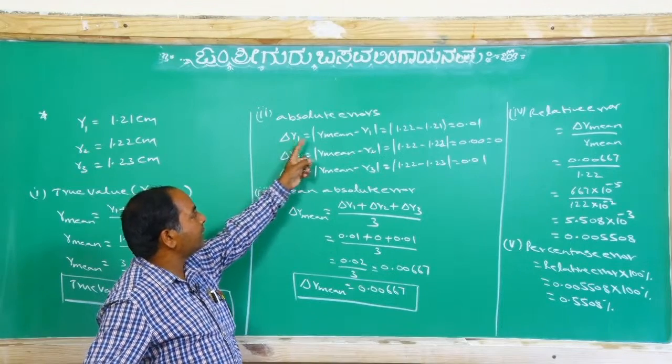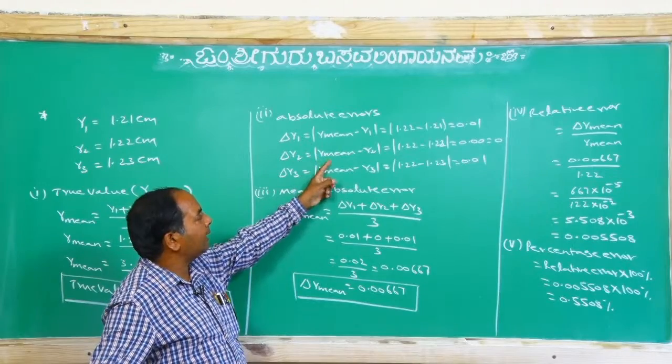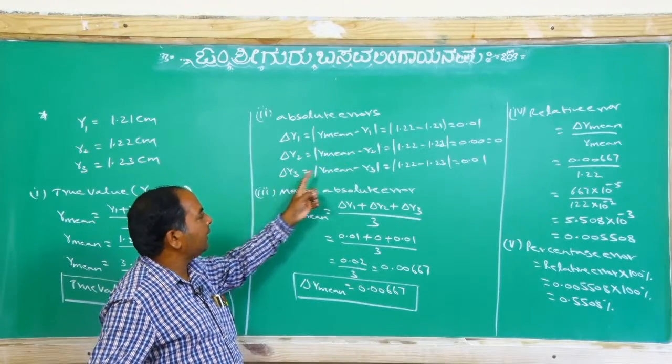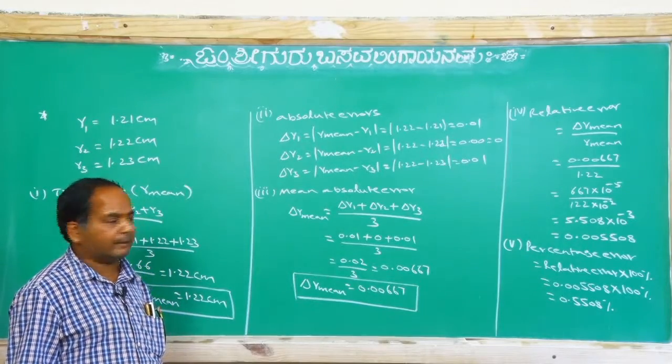Delta R1 means what? Modulus of R mean minus R1. Delta R2 is modulus of R mean minus R2. Delta R3 is R mean minus R3. We are able to get 3 absolute errors.